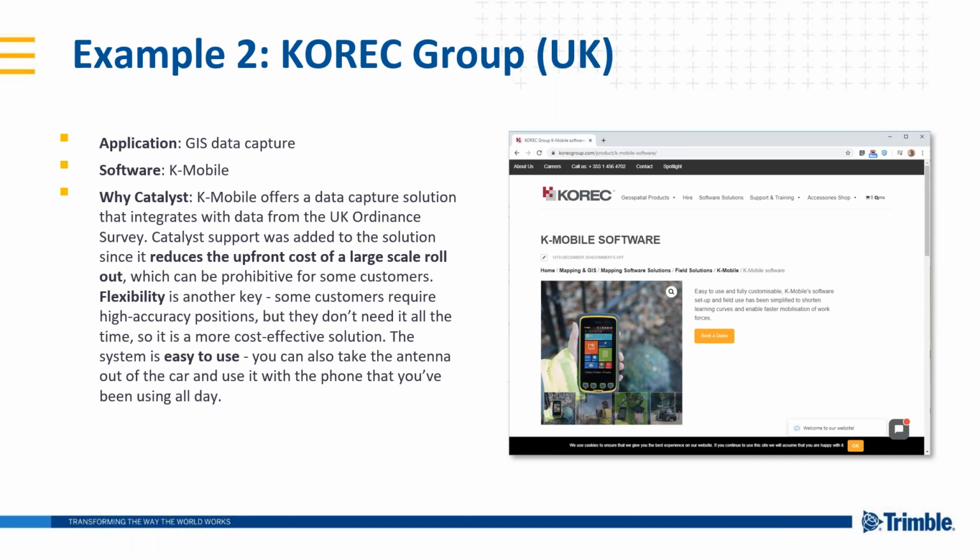And then flexibility was another key as well. Some customers require high accuracy positions, but they don't need it all of the time. So Catalyst is a cost-effective way to again provide the customer with the capability they need when they need it, but not when they don't. And also, like normal, ease of use is a good thing as well.